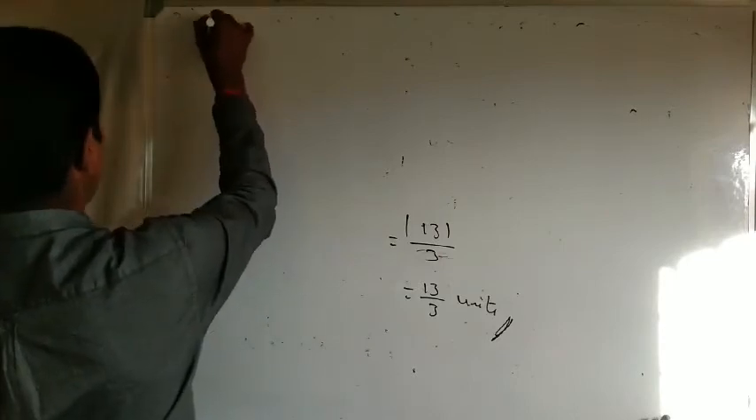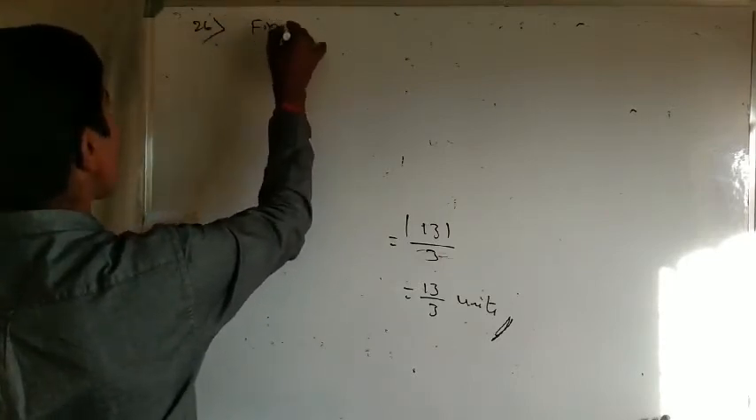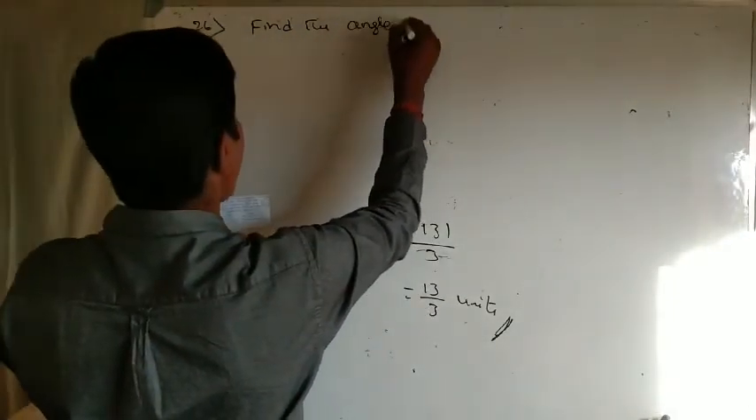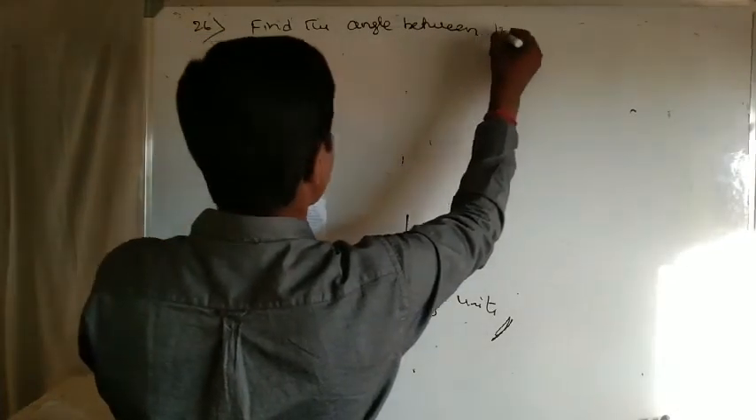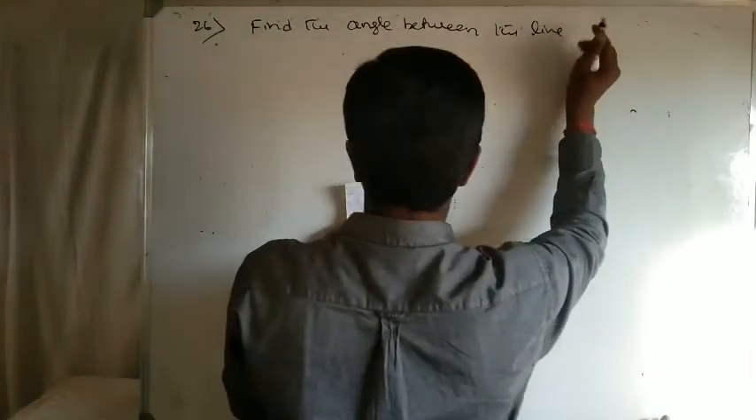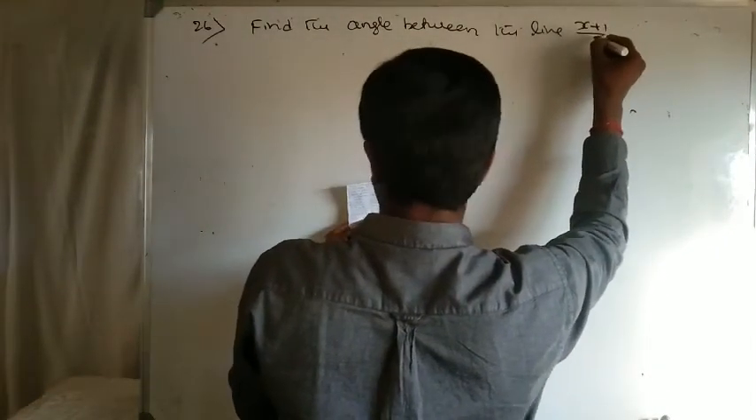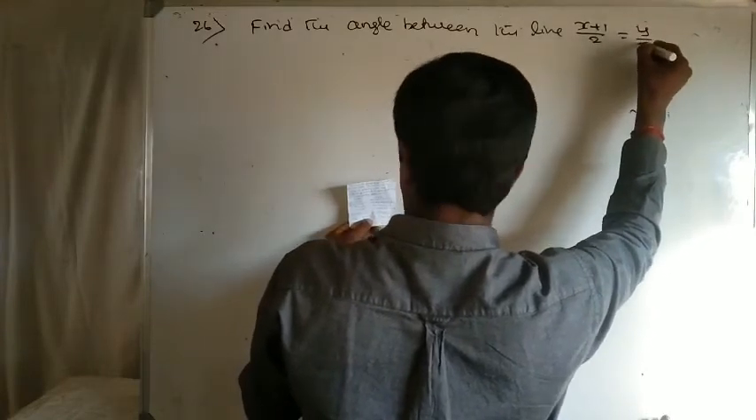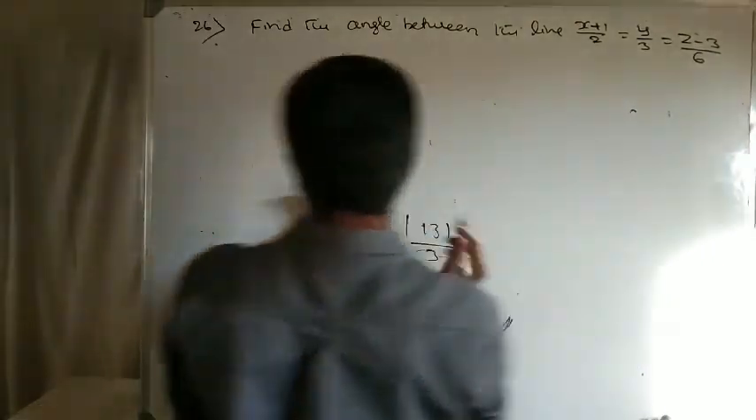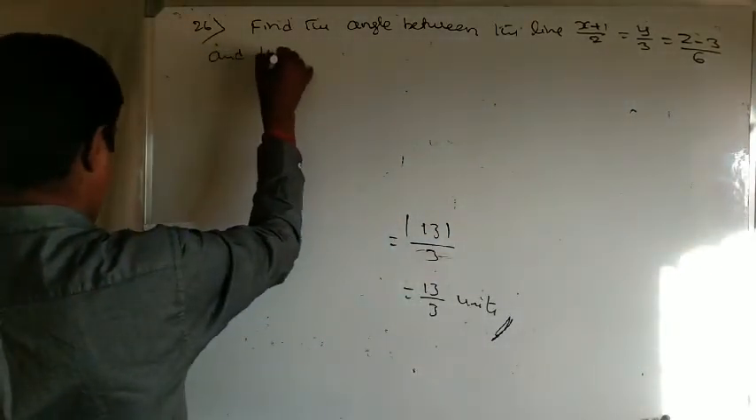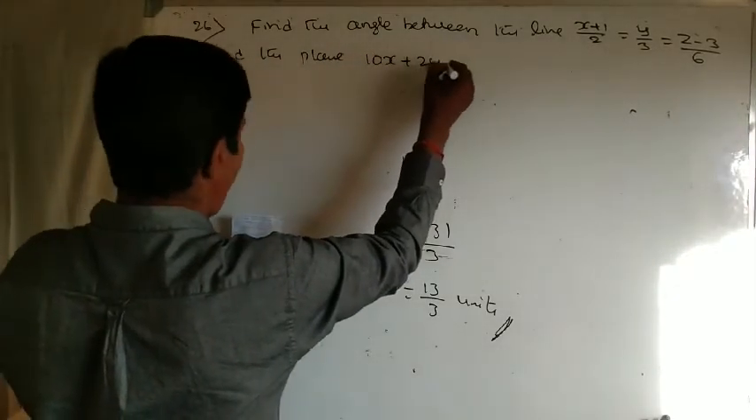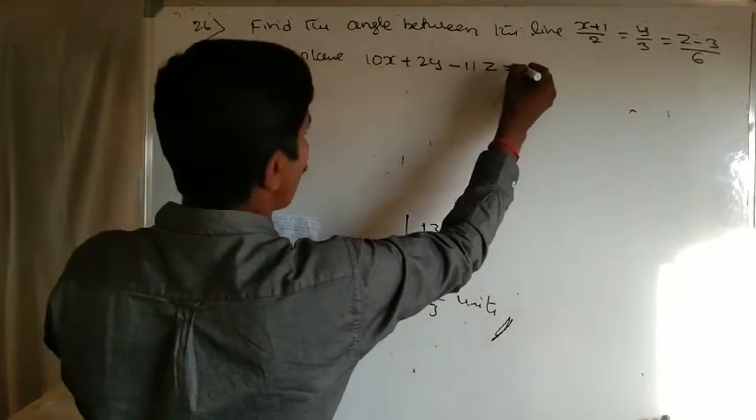Last 26th problem. Find the angle between the line (x plus 1)/2 = y/3 = (z minus 3)/6, and the plane 10x plus 2y minus 11z = 3.